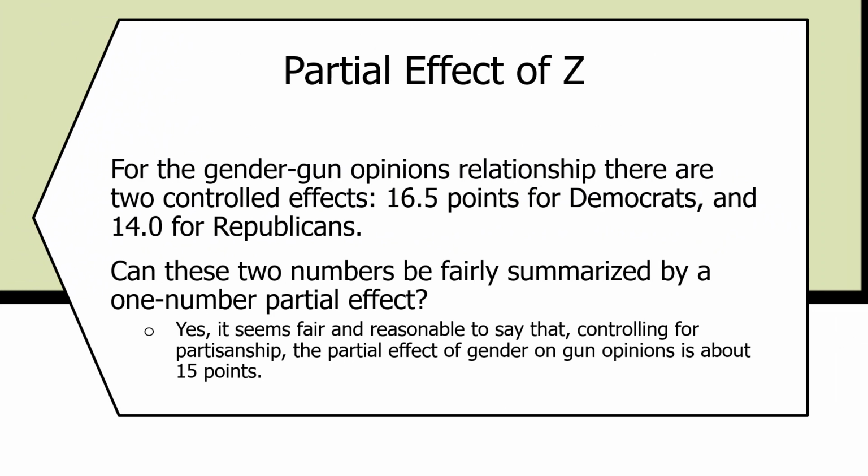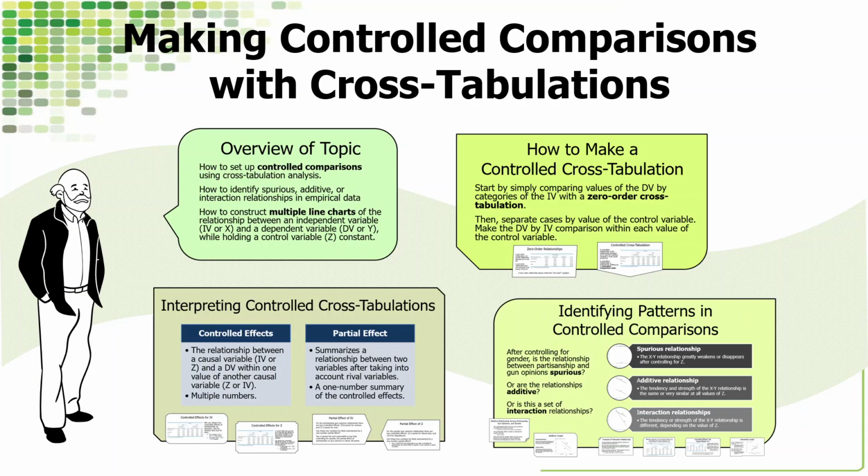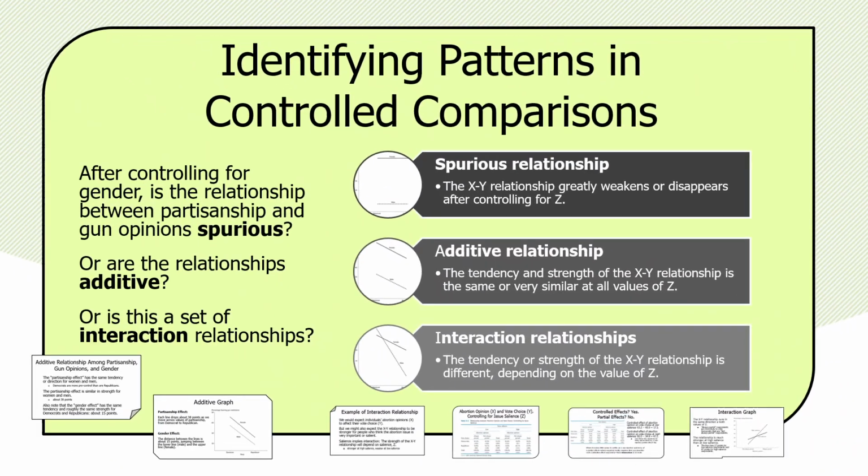In the previous screencast, we looked at how to set up a controlled comparison cross-tabulation. We looked at the relationship between partisanship and gun control opinions controlling for gender. And we discussed how to calculate controlled effects and asked whether the controlled effects could be condensed or summarized by an accurate estimate called a partial effect. Let's talk now more specifically about identifying the pattern in that data.